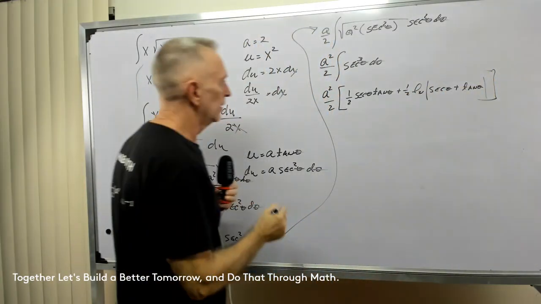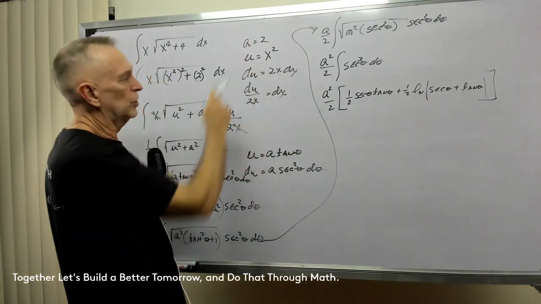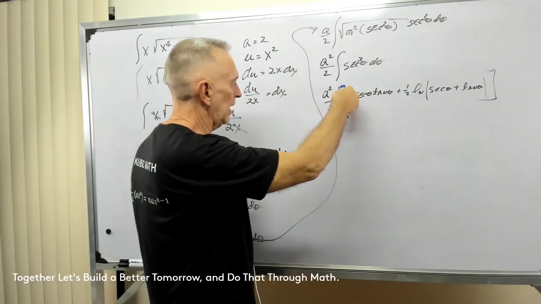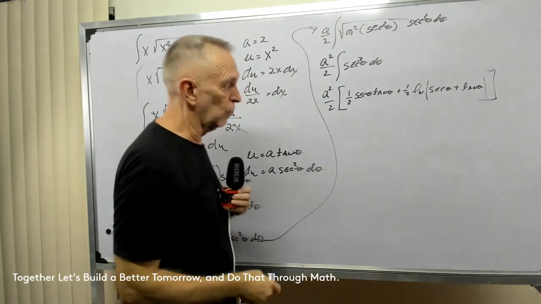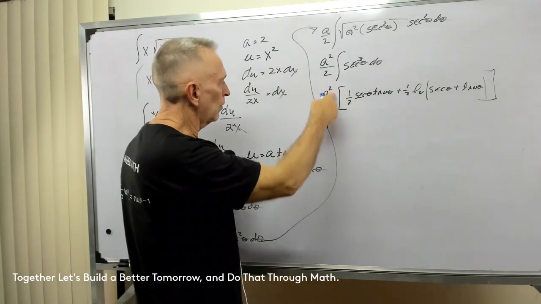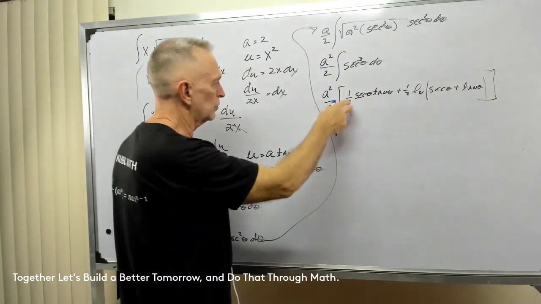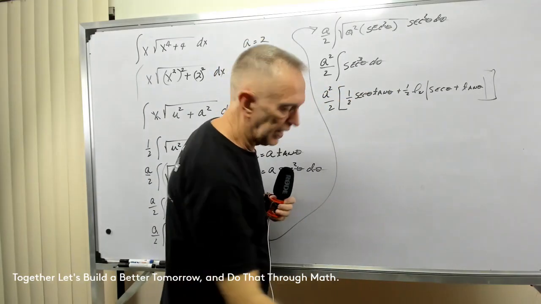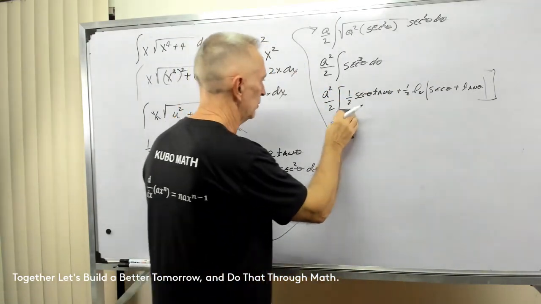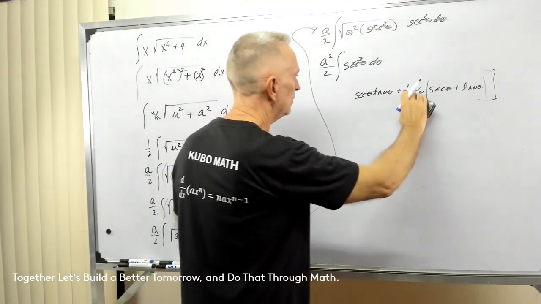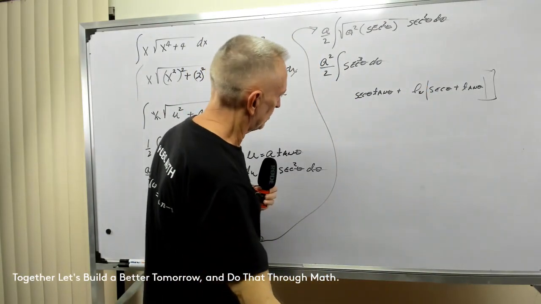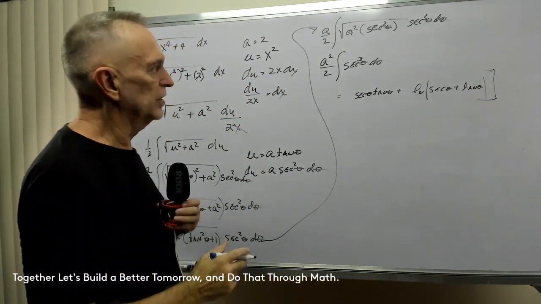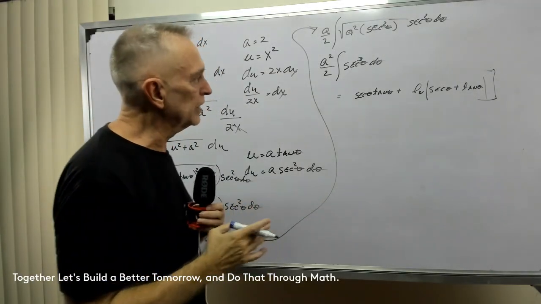Well, let's see here. What was a? A was 2. So if I take this a squared over 2 times 1/2, that gives me a squared over 4. 2 squared is 4. 4 over 4 is 1. So this term goes away. And then as I multiply a squared over 2 times this one, that term goes away. So I'm just going to erase those, get them out of the way, save some space here. So now we have secant theta tangent theta plus a natural log of the absolute value of secant theta plus tangent theta.